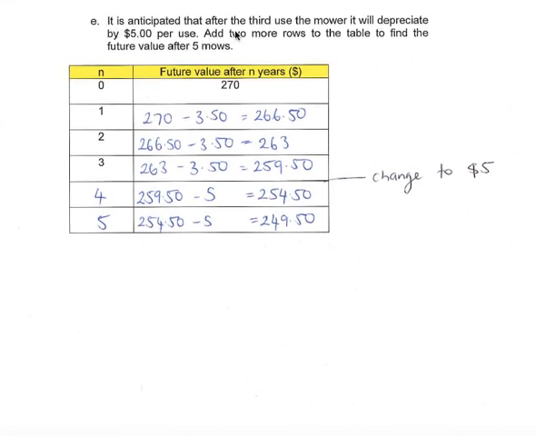Now, it's anticipated that after that third use, it will actually depreciate by a higher value of $5 per use from then on. So you need to add a couple more rows and find the future value after 5 mows. We can see that uses 1, 2 and 3 were all $3.50 per use, so we ended up getting to $259.50. And then from then, at the 4th and 5th use, we're subtracting 5 each time. You can see that there. So it is $249.50 for 5 mows.